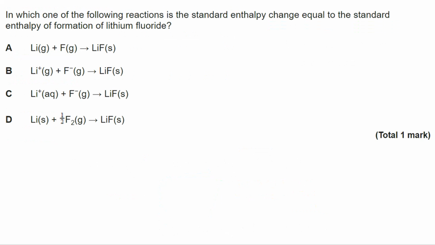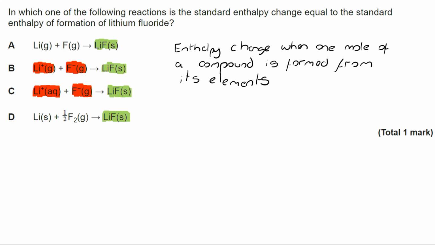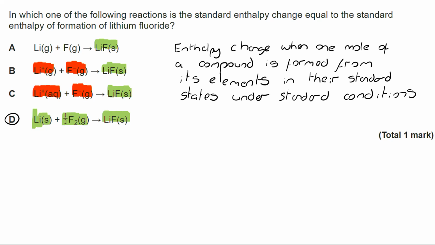And this is a straightforward definition question. How well have you learned these definitions? So, enthalpy change when 1 mole of a compound. Now we're making 1 mole of a compound here. So at the moment it could still be absolutely any of them. Is formed from its elements. Well, we can now dismiss B and C because it's been formed from gaseous ions. So we're now down to 50-50. It's A or D. It's formed from its elements in their standard states under standard conditions.